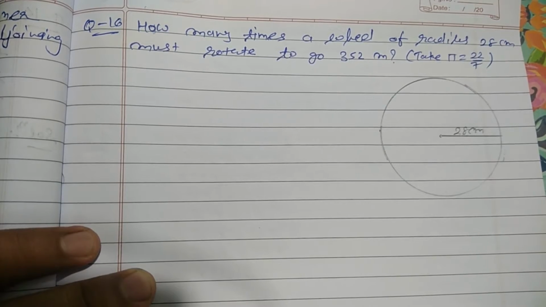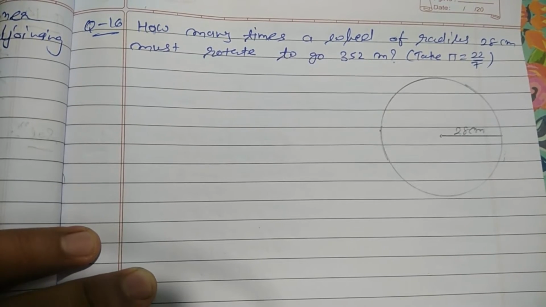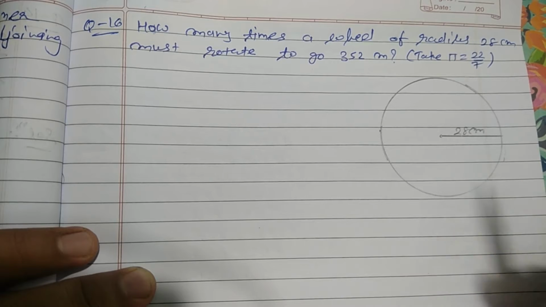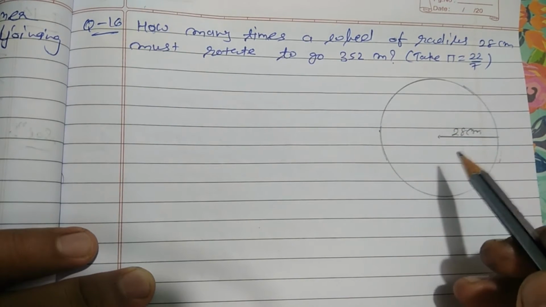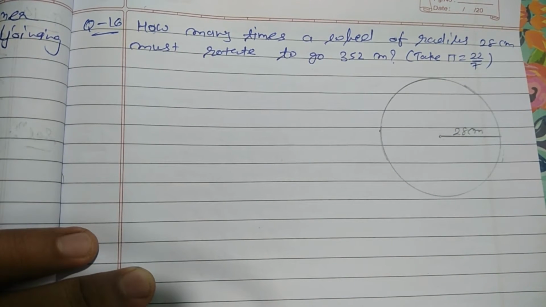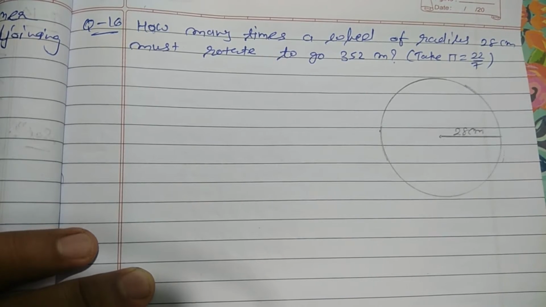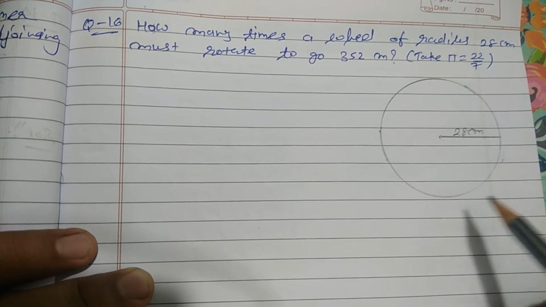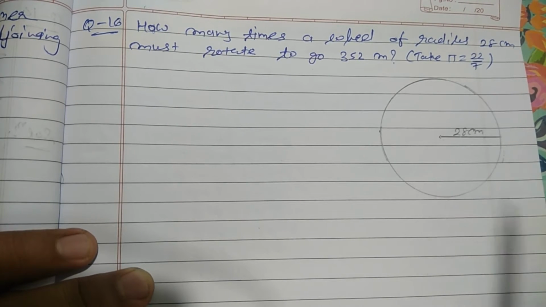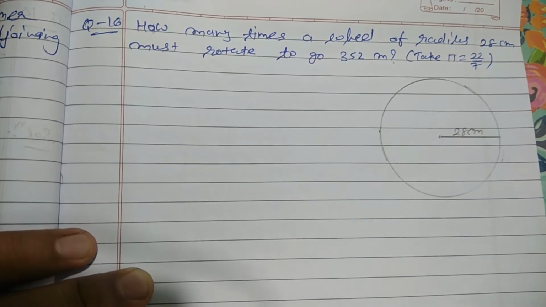Question number 16. How many times must a wheel of radius 28 centimeter rotate to go 352 meter? The wheel's radius is given as 28 centimeter, and we have to find the number of rotations of this wheel when it covers a distance of 352 meter.